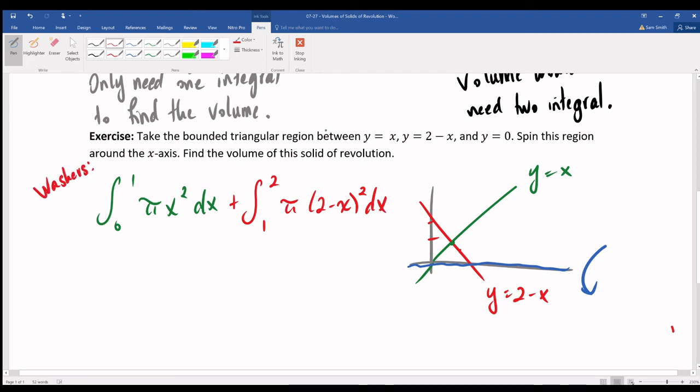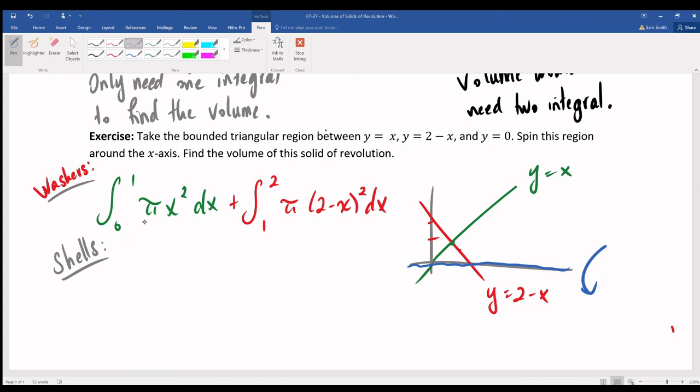This is what washers would have me do. This looks to me to be fairly involved. First of all, to actually calculate the red integral, I would need to expand this 2 minus x squared. It would probably be slightly tedious, and then you have to take two antiderivatives and calculate two differences. A little tedious.